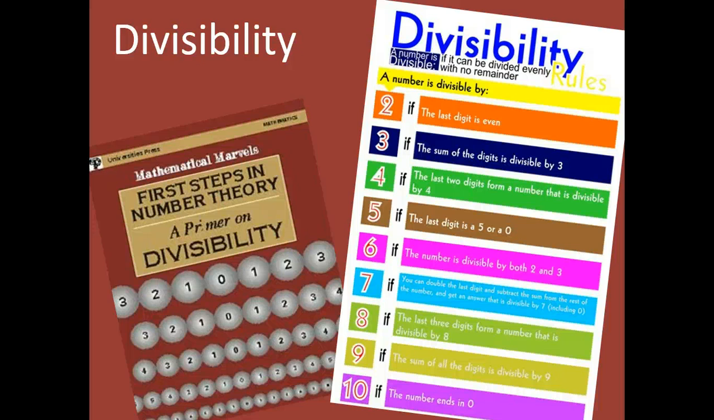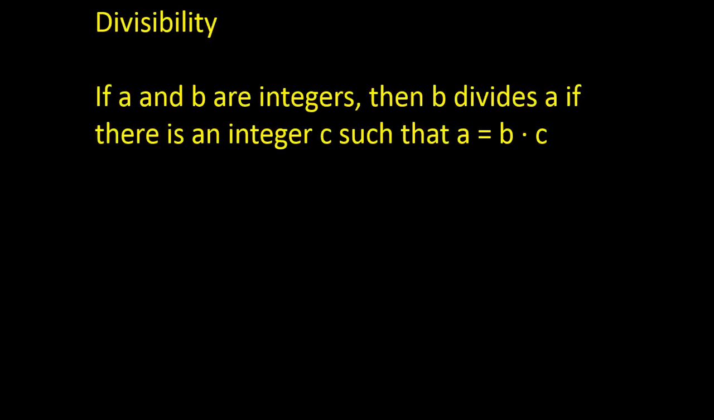Our next topic is divisibility. Let's start with a formal definition of divisibility. If a and b are integers, then b divides a if there is an integer c such that a equals b times c. Now that seems a little difficult to understand when we look at it so abstractly. So let's look at this using some more concrete examples with numbers.